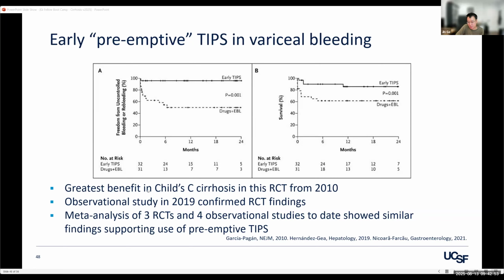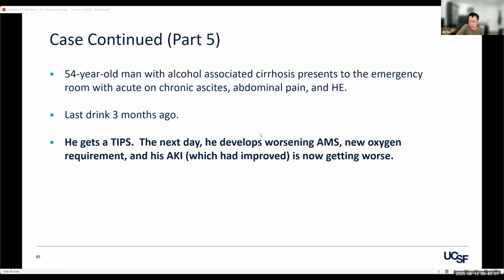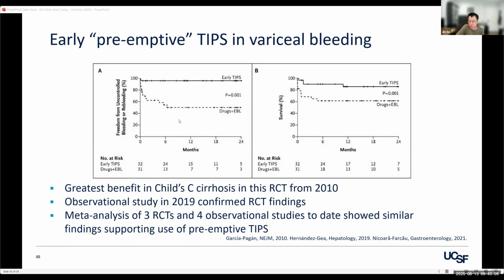The greatest benefit is in patients with Child C cirrhosis. There were observational studies that confirmed this, but patients with Child B cirrhosis, if you scope them and they are demonstrated to have active bleeding at the time of endoscopy, also benefit from TIPS. I don't think we do this on a regular basis, but there's some good evidence about going to TIPS for this subset of patients who come in with bleeding.